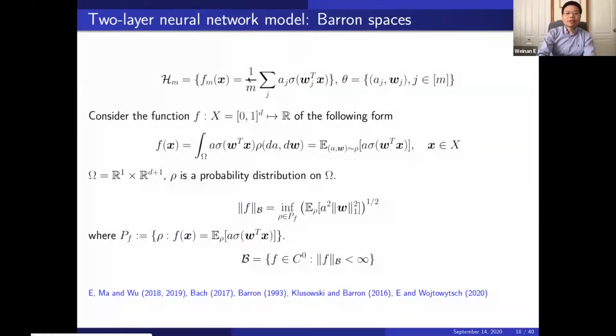Second example, two-layer neural networks. This is the two-layer neural network that we discussed before. And these are the parameters.